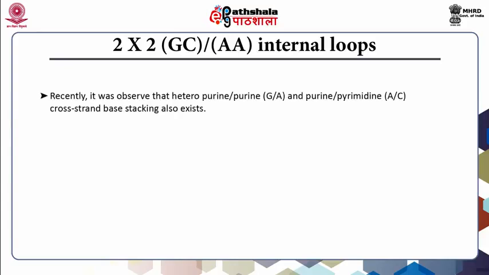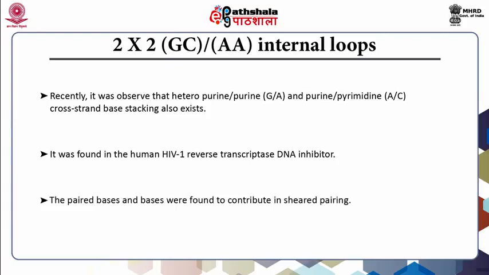Next is the 2 into 2 GC-AA internal loop. Recently, it was observed that the heteropurine GA and purine-pyrimidine AC cross-strand base stacking also exist. It was found in the human HIV-1 reverse transcriptase DNA inhibitor actually. The paired bases were found to contribute in shared pairing.